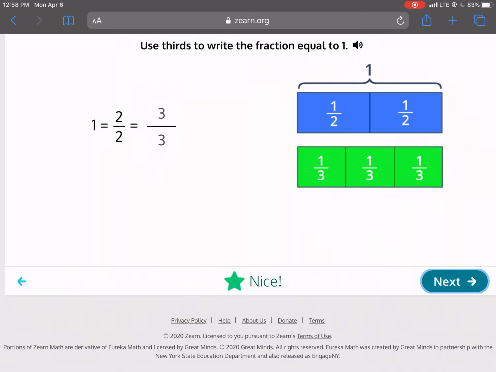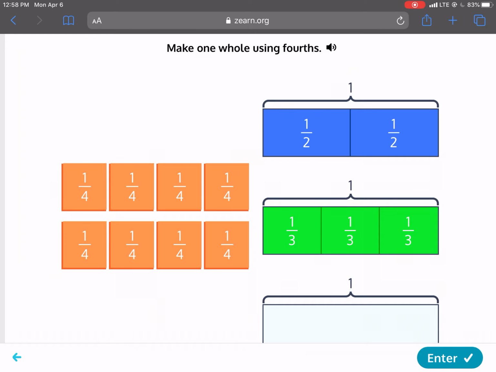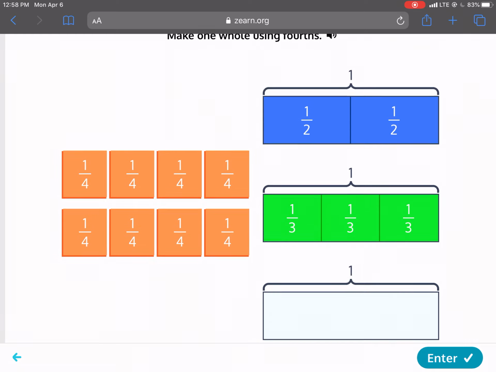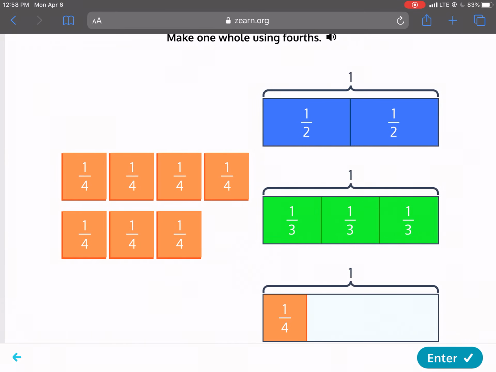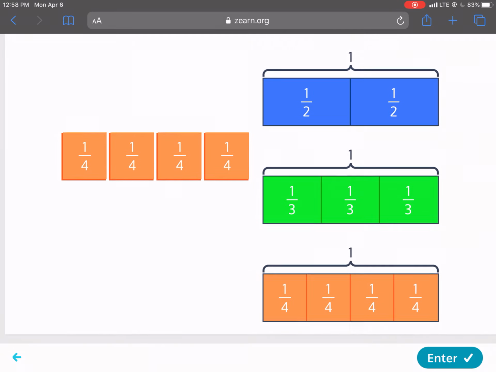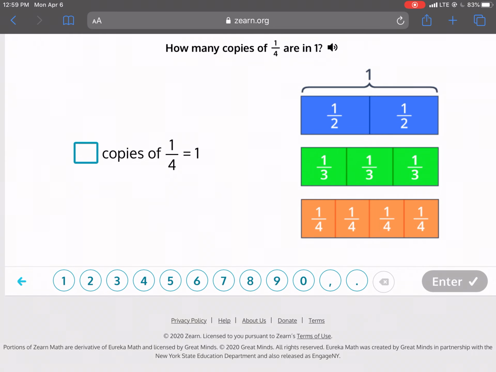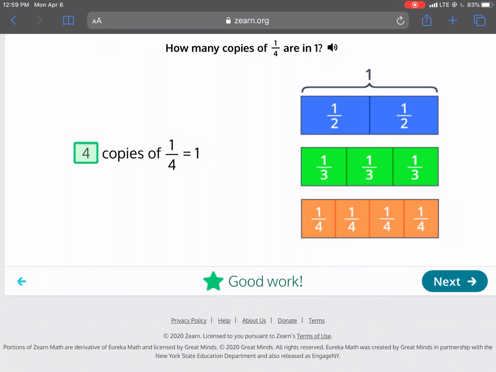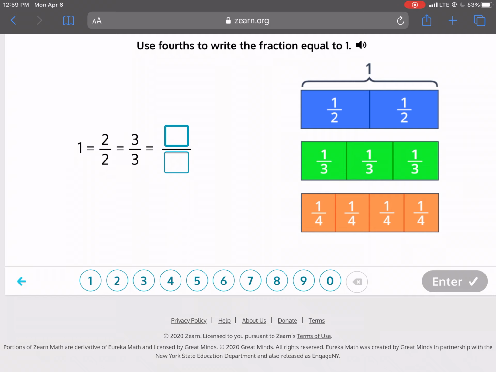We've been working on this a lot over the last couple of weeks. All right, make one whole using fourths. Again, we're just going to continue this process. If you want to try this on your own, this will be under, I believe, Math Chat on your Zern lesson. It isn't required, but you're more than welcome to practice this on your own. I think especially if you're having trouble with the problem set, it would be really helpful to you. Now, how many copies of 1/4 equal 1? 1, 2, 3, 4 copies of 1/4 equal 1. Now, we're just looking at these wholes in different ways. 1 is equivalent to 2 halves, and that's equivalent to 3 thirds, and it's also equivalent to 4 fourths.